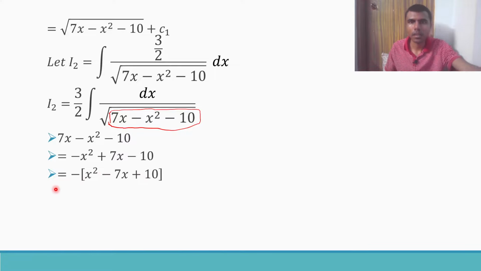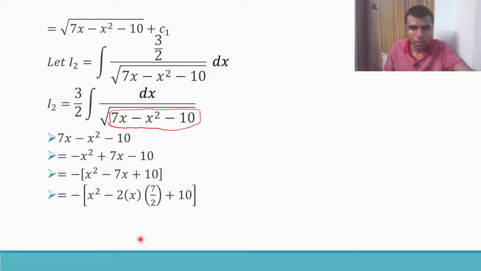Okay, now to convert into the perfect square formula, this center term I need to write as 2 into x into something. Now there is no 2. Now what to do? We can just multiply and divide. So I multiplied and divided by 2, so 7 by 2 is here. This 7x I can write as 2 into x into 7 by 2. Fine.